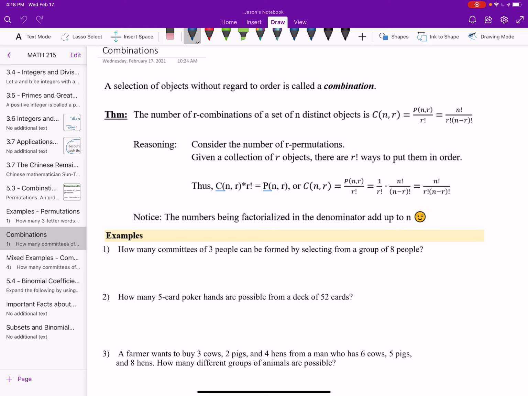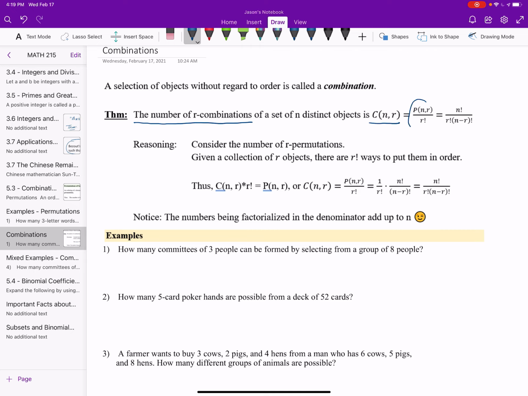So here's where we're at. Theorem: the number of R combinations of a set of n distinct objects is called C(n, r). Remember, permutations was P with an n and r. Think about it this way: if you have R objects, there are R factorial ways to put them in order, but we don't want them in order, so we divide out the number of ways to put them in order.